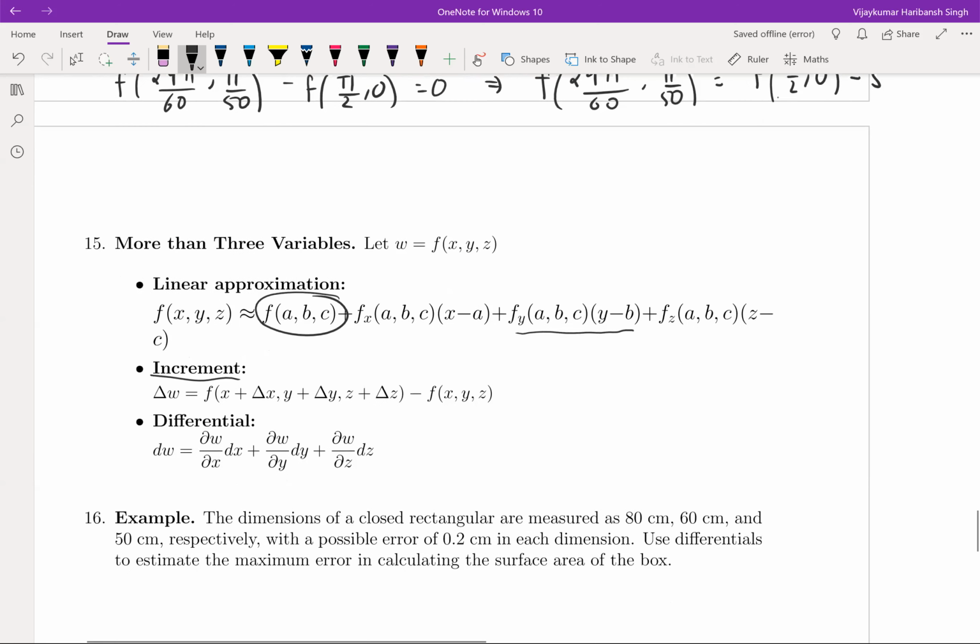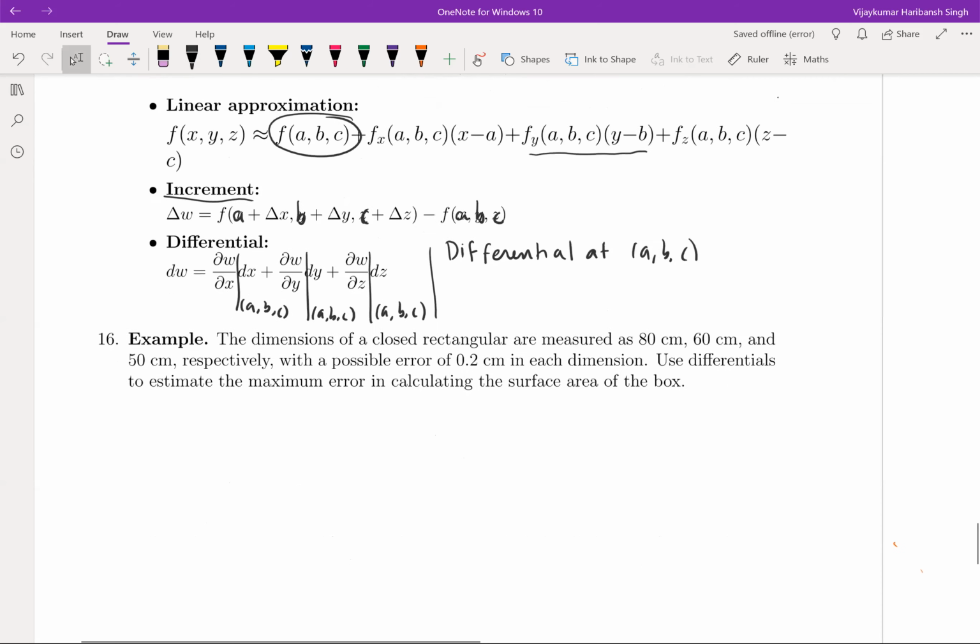So again, this is in terms of x. If I have to write it in terms of a, I should write a, b, c. And here, when I write the differential at a, b, c, then I should evaluate these partial derivatives at a, b, c. Okay, so let's look at the following problem.